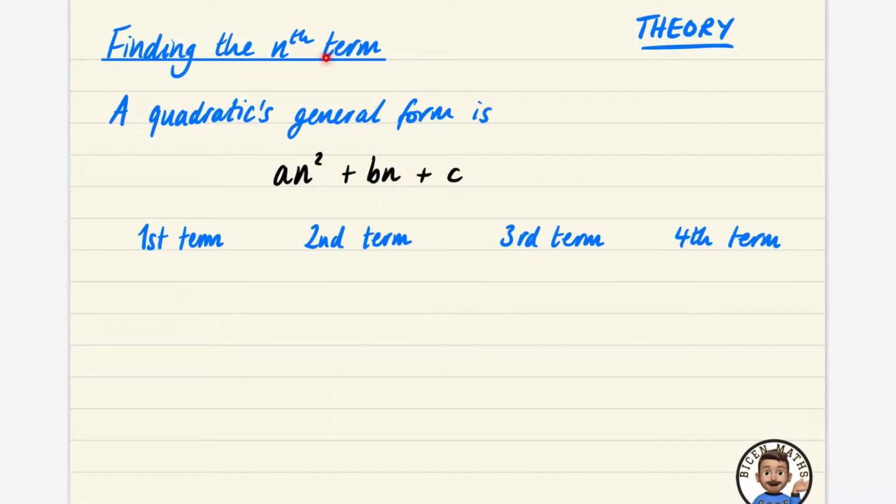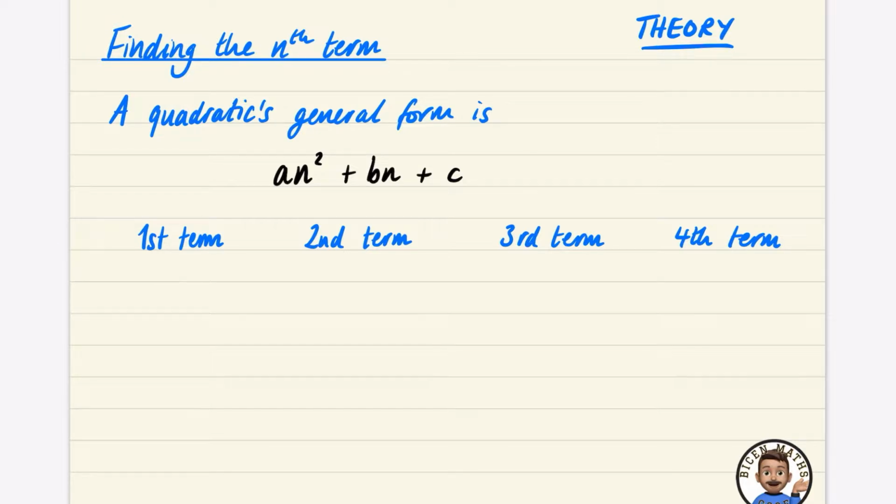Okay, so we're going to try and find the nth term of a quadratic sequence, and we're going to start off with the theory of what's going on here, because unless you've got the theory, it's not going to make so much sense about why we're doing some of these things. So the general form of a quadratic is an squared plus bn plus c. We should be pretty familiar with this so far.